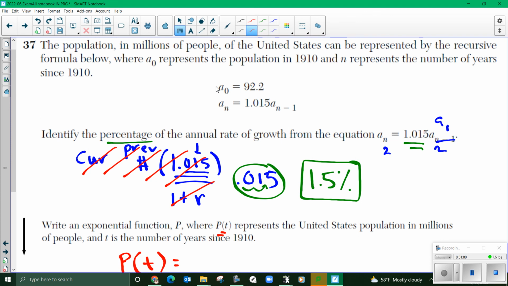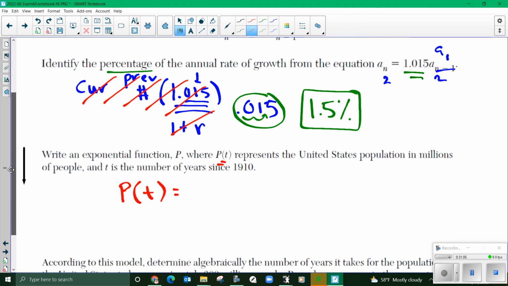This is A of 0. This is my beginning amount. All right, I always start with my beginning amount, 92.2. Okay, times 1 plus my rate, which is this right here. Okay, 1.015, and then my time is my exponent, okay? That is the standard form for growth or decay, all right? This is your, I mean, that's your answer.